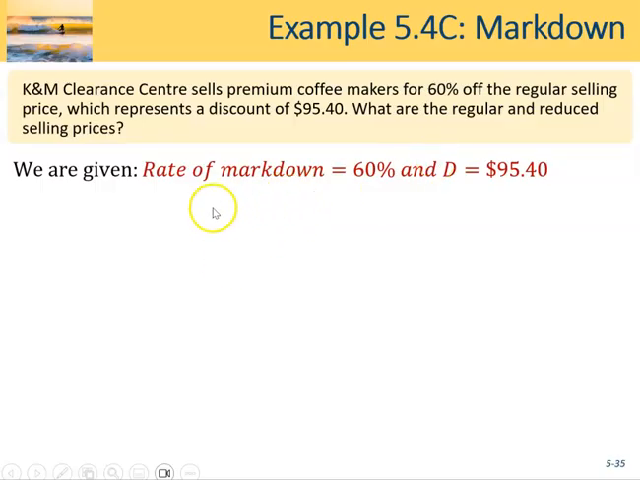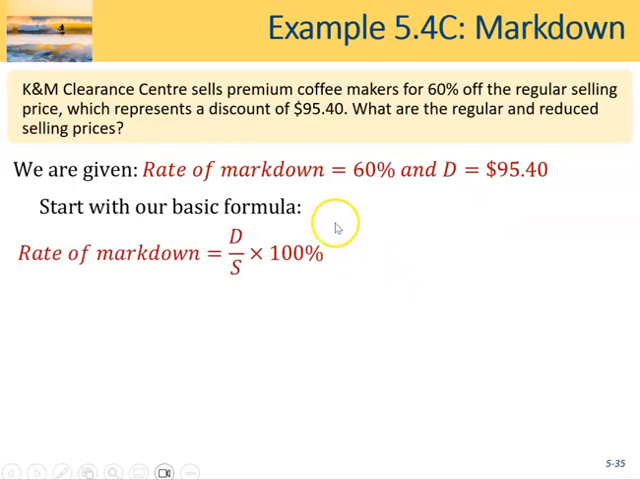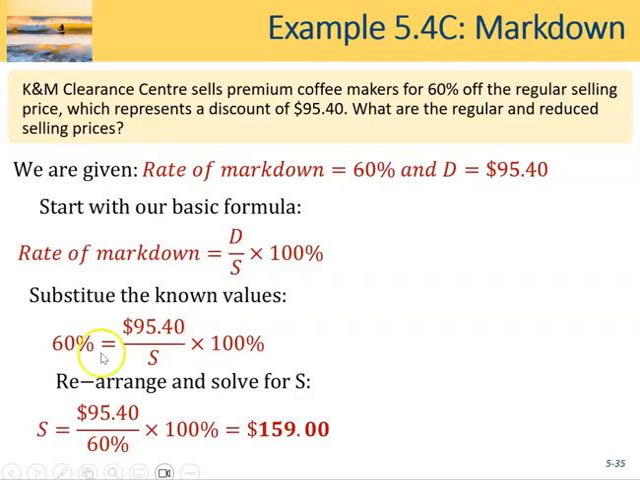So we know the rate of markdown is 60%, and we know the discount amount is $95.40. So we start with our basic formula. The rate of markdown equals the discount amount divided by the original selling price, and multiply that by 100% to put it in a percent.